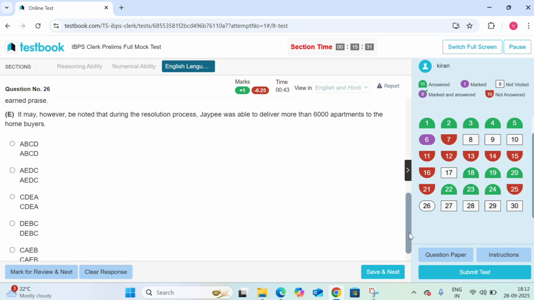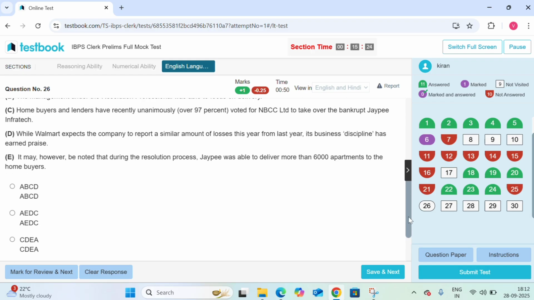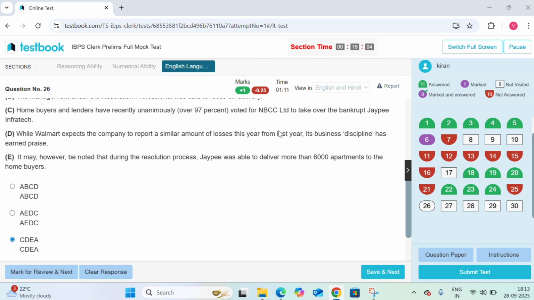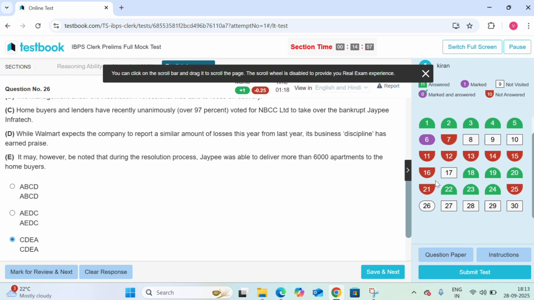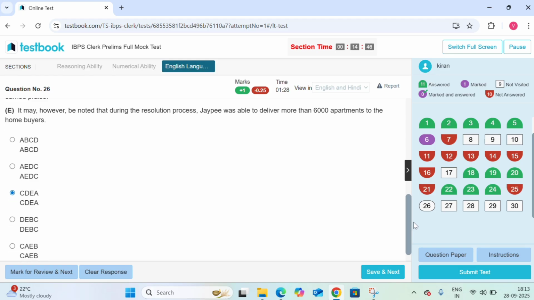Starting with, I think C. Home buyers and lenders have recently anonymously voted NBCC to take over the bankrupt Infratech. After that, while Walmart expects the company to report a similar amount of losses this year from last year, its business discipline has earned praise. It may, however, be noted that during the resolution process, Jaypee was able to deliver more than 600 apartments to the home buyers.